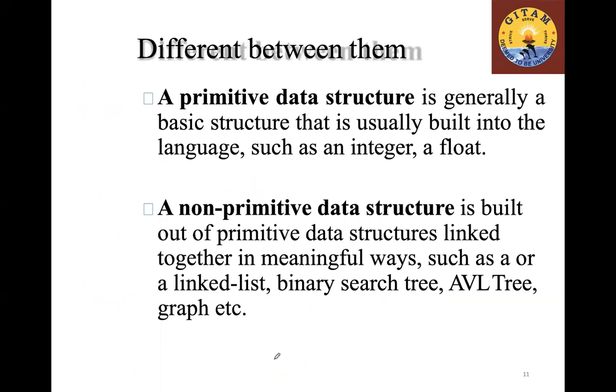So one final thing that we discuss is a primitive data structure is generally a basic structure that is usually built into the language such as integer or float that can only be directly understandable by the CPU. A non-primitive data structure is built of primitive data structures linked together in meaningful ways such as linked list, binary search tree, AVL trees, and graphs. So clubbing all primitive data structures into one relation will form a non-primitive data structure. That relation can be anything.